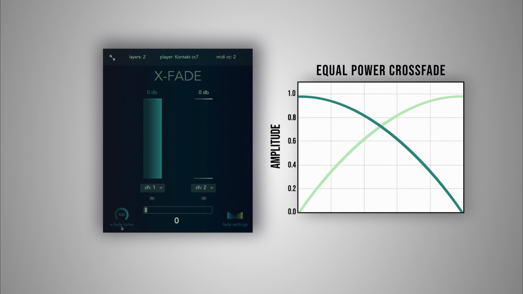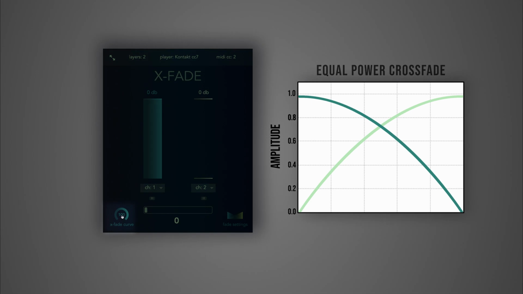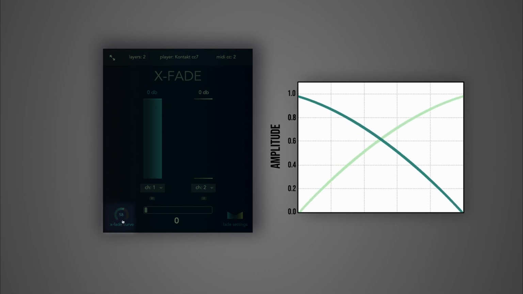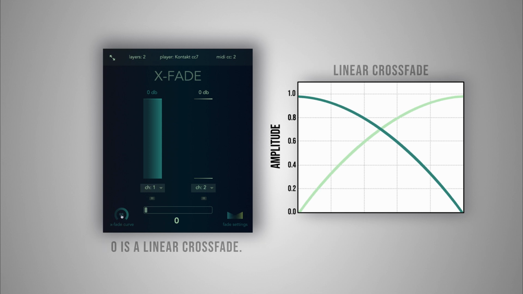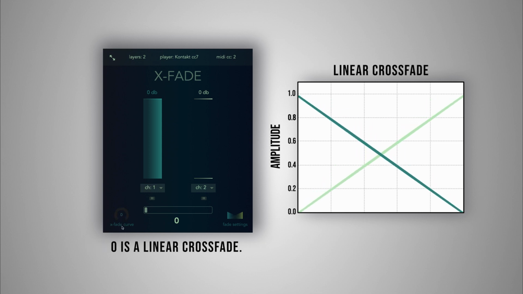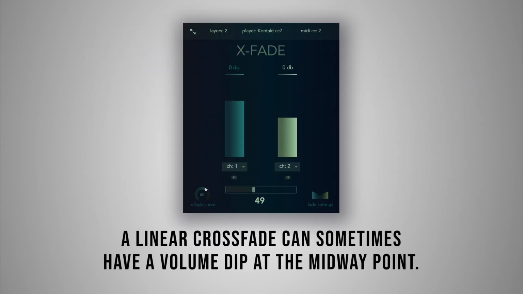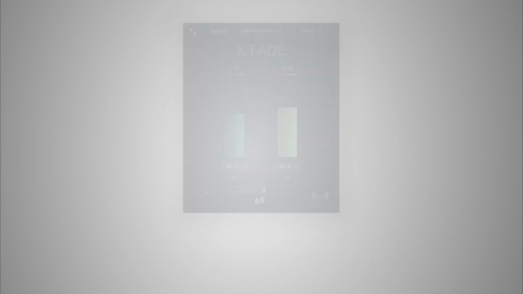Now, we can control the shape of the curve with the dial on the lower left, and this knob will blend between an equal power crossfade when it's at 100 and a linear crossfade at 0. A linear crossfade can sometimes have a volume dip at the midway point in the crossfade. So you'll want to experiment to find the right balance for your particular instruments.